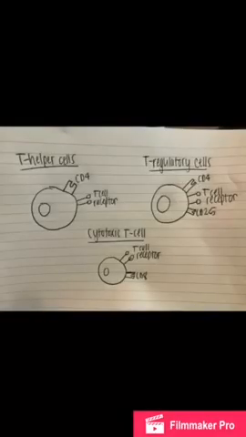As you can see here, these are some drawings I did of the T helper cells, T regulatory cells, and cytotoxic T cell. A good way to differentiate these is the receptor. The T helper cells and the T regulatory cells both have CD4 receptors, as opposed to the cytotoxic T cell, it has a CD8 receptor.